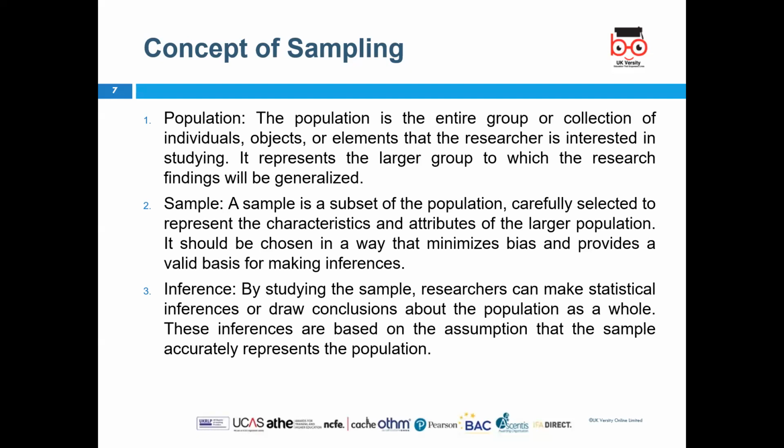So the next one is inference. So by studying the sample, researchers can make statistical inferences or draw conclusions about the population as a whole. So that is the whole purpose of sampling, so that inferences can be drawn and the results on the sample can be projected to the larger population. So these inferences are based on the assumption that the sample accurately represents the population. So this again calls for an accurate selection of the sample so that generalizations can be drawn based on the results on the sample.